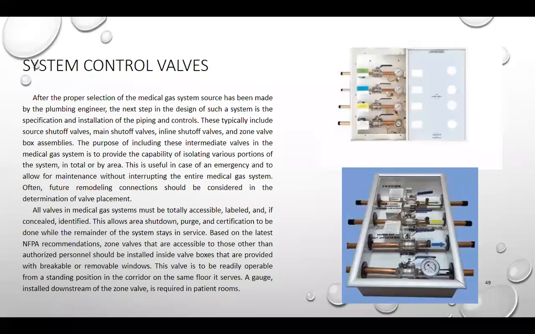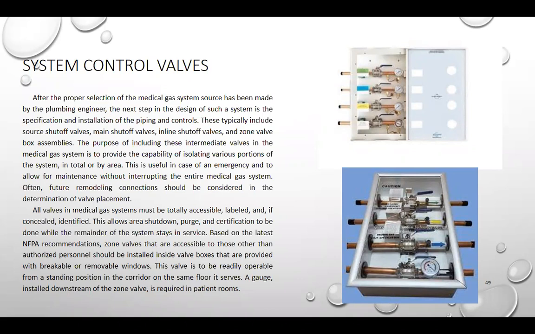All valves in a medical gas system must be totally accessible, labeled, and, if concealed, identified. So, tingnan nyo na yung figure. This allows area shutdown works and certification to be done by the remainder of the system station service.